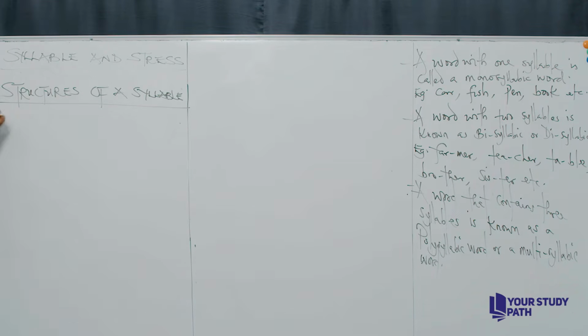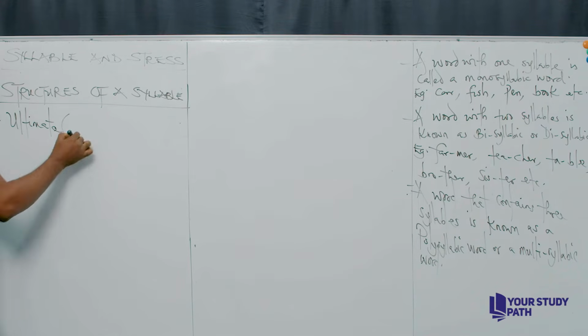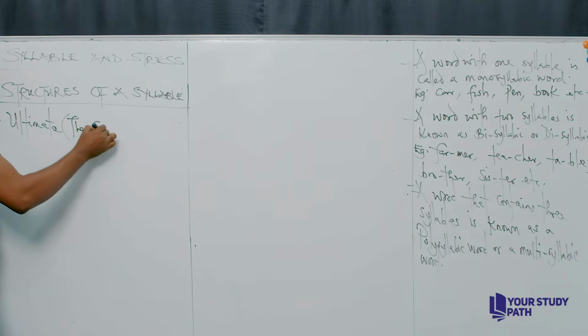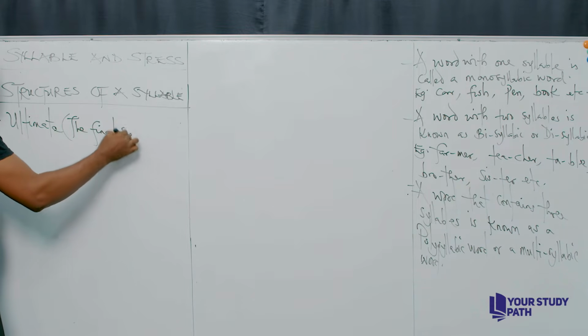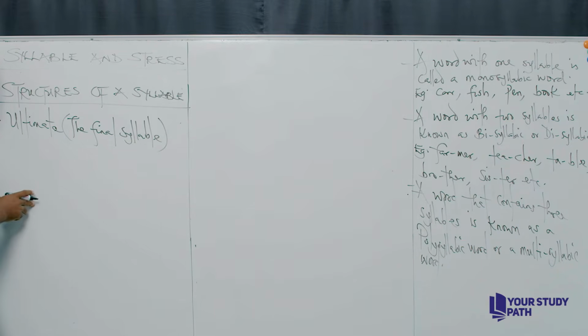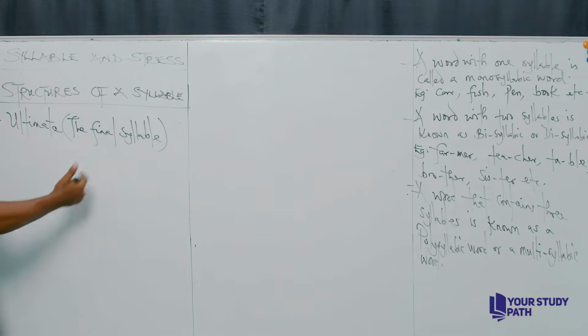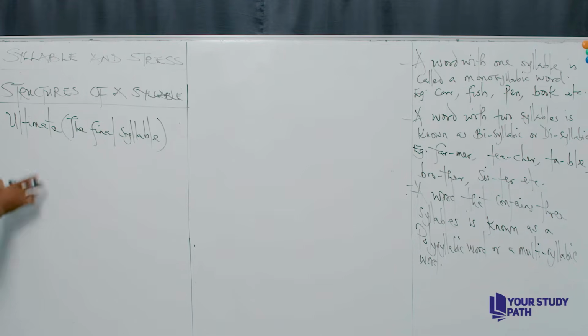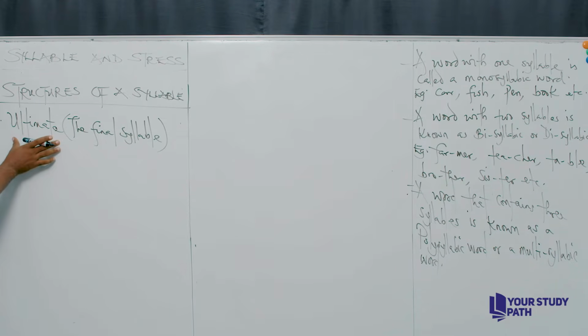The first one is known as ultimate. Now, class, what's ultimate? Ultimate is known as the final syllable, or the last syllable. Please don't forget, ultimate is known as the final syllable or the last syllable.